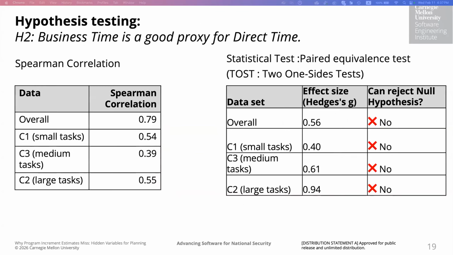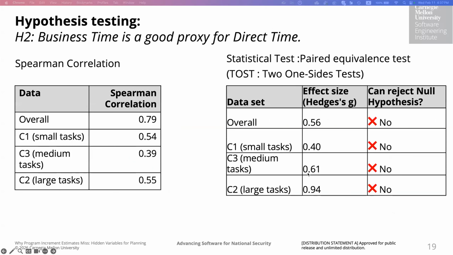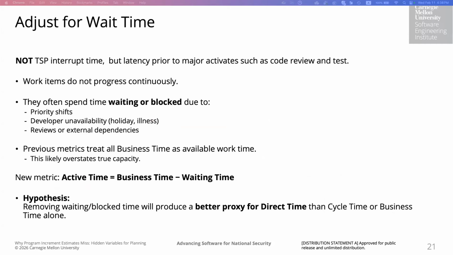So for cycle time and direct time, the maximum difference went up to like 6 times 10 to the power minus 5 plus 5. Here it's just 1 times 10 to the power 5, right? So the magnitude of the difference is lower. So it does help reduce the magnitude of the bias, but it does not remove the problematic pattern that we see.